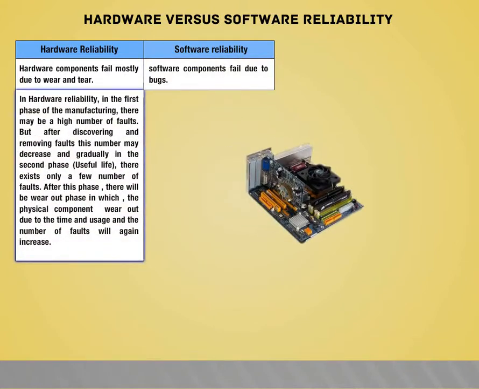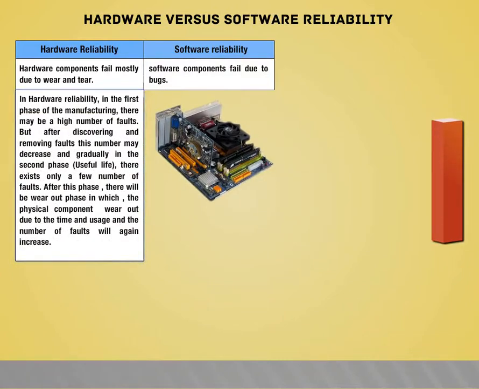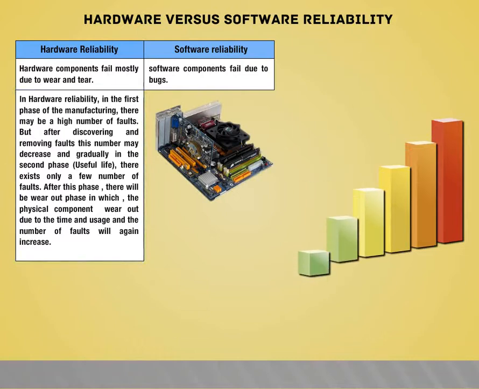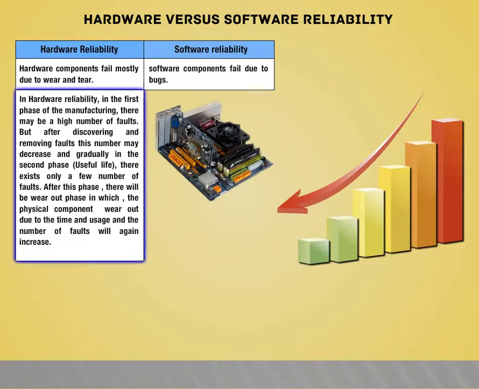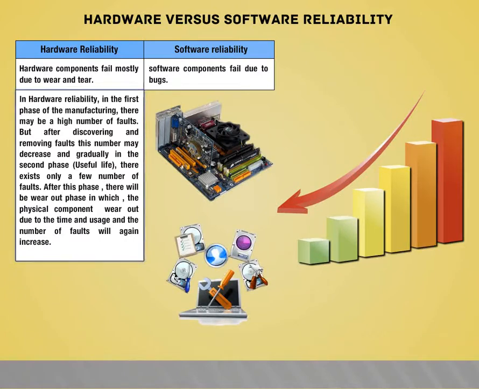In hardware reliability, in the first phase of the manufacturing, there may be a high number of faults, but after discovering and removing faults, this number may decrease, and gradually in the second phase, that is useful life, there exists only a few number of faults. After this phase, there will be a wear out phase in which the physical component wears out due to time and usage, and the number of faults will again increase.